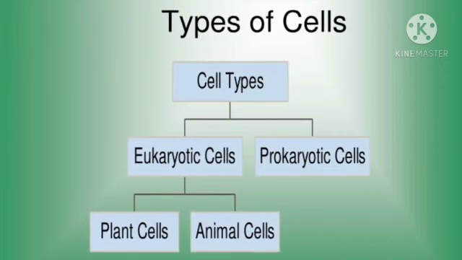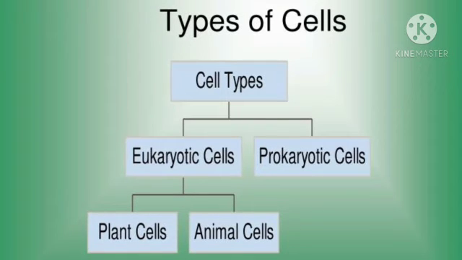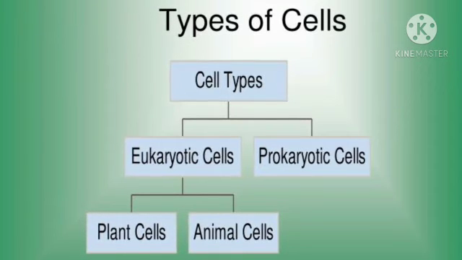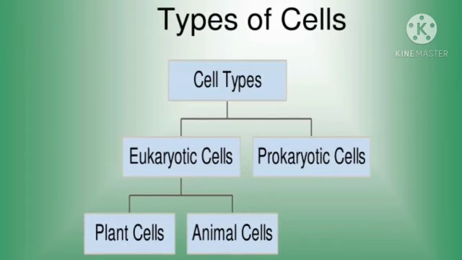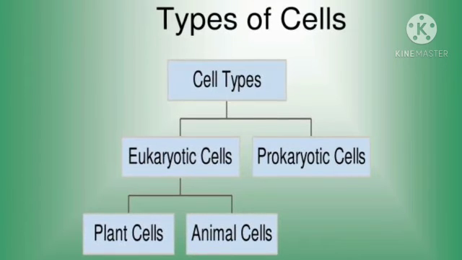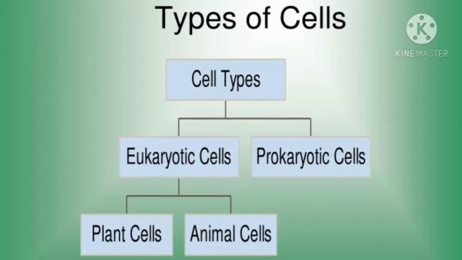First, we are going to see the prokaryotic cell. It has no true nucleus and no nuclear membrane also, children. Another one is the eukaryotic cell. It has a true nucleus consisting of a nuclear membrane. Children, how do we get the terms prokaryotic and eukaryotic cell?